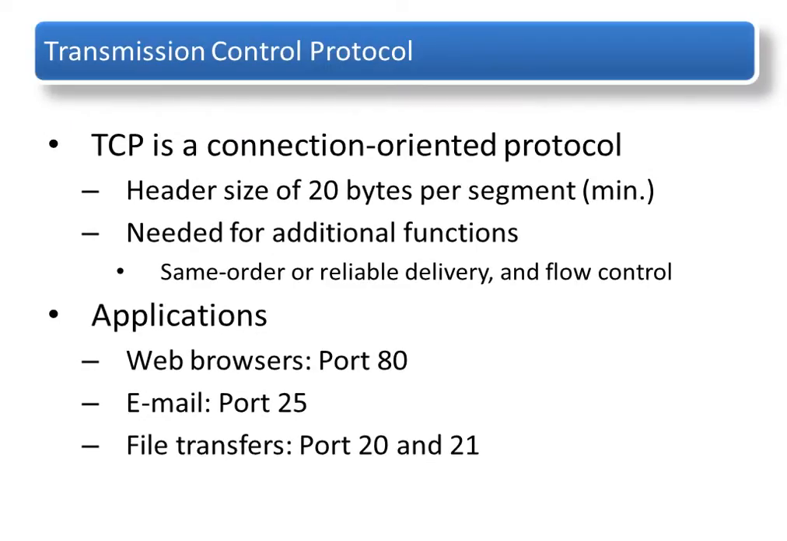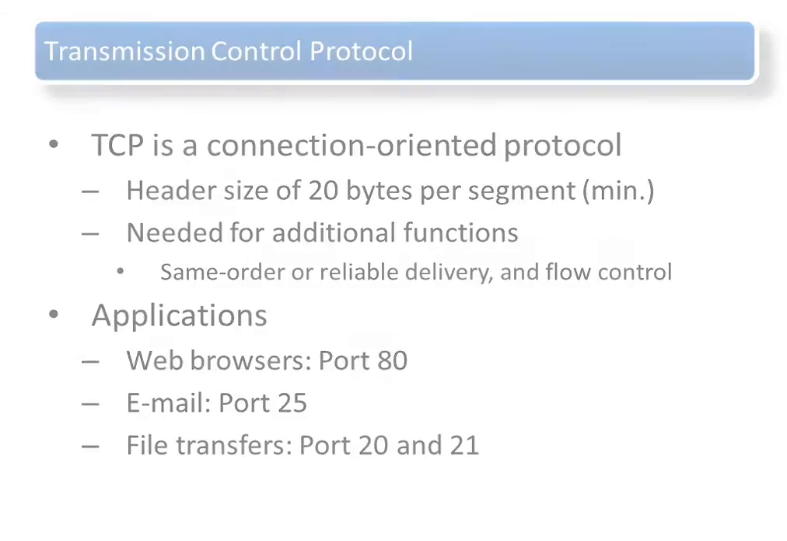A connection-oriented protocol like TCP creates a session before transmitting data. During the session connection process, both end devices synchronize their sequence and acknowledgement numbers. These numbers help TCP to ensure same order and dependable delivery. As you will see on other slides, they will also give TCP the ability to control the flow of data.